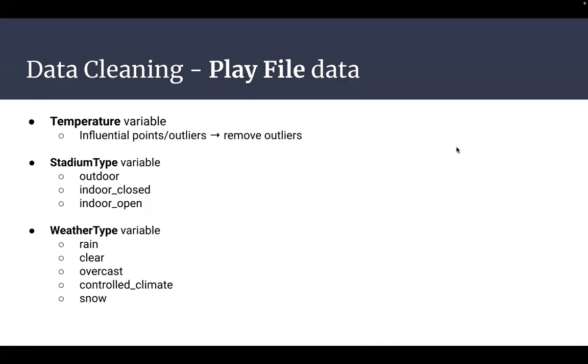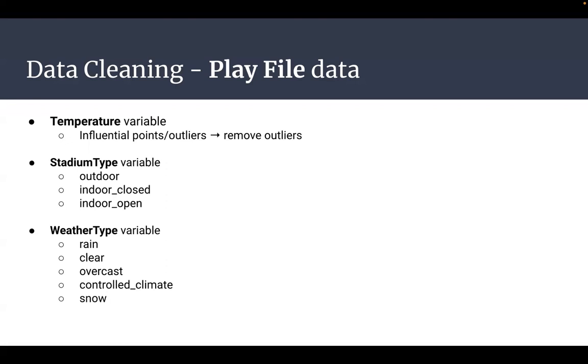So we definitely needed to do some data cleaning here with the play file data. I started with this data set because it was a little bit messier than the injury records and a lot bigger. So I definitely wanted to clean this one up. For the temperature variable, I found that there were some influential points and outliers in the temperature data. Some were very low, below 0 temps. So I chose to remove the outliers for the analysis.